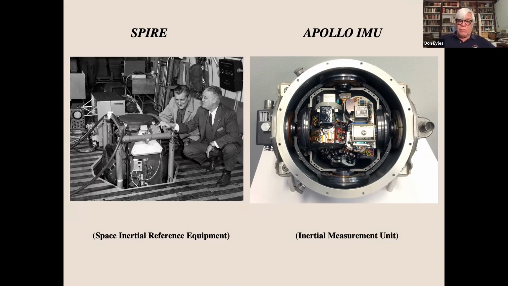And you can see the gimbals that hold that core, called the inertial platform or the stable member, in its geometrical orientation, no matter how the spacecraft maneuvers around it, thus providing the equivalent of a compass, and so on. Next.